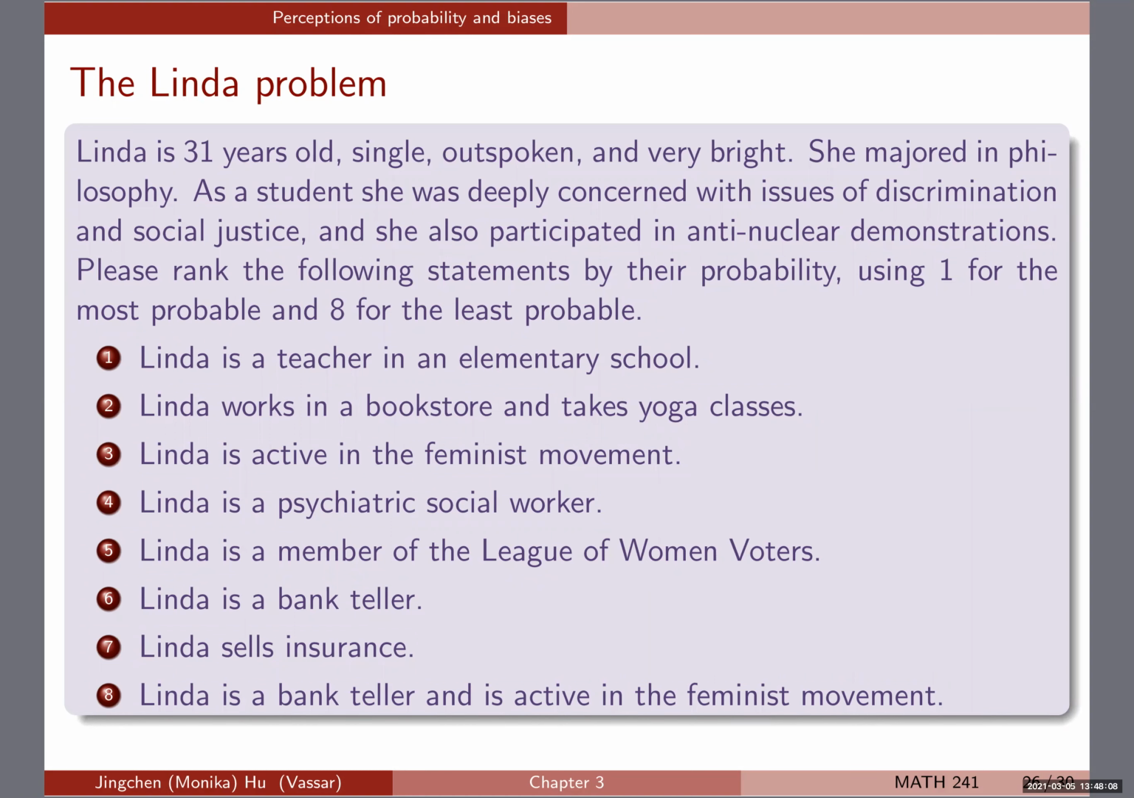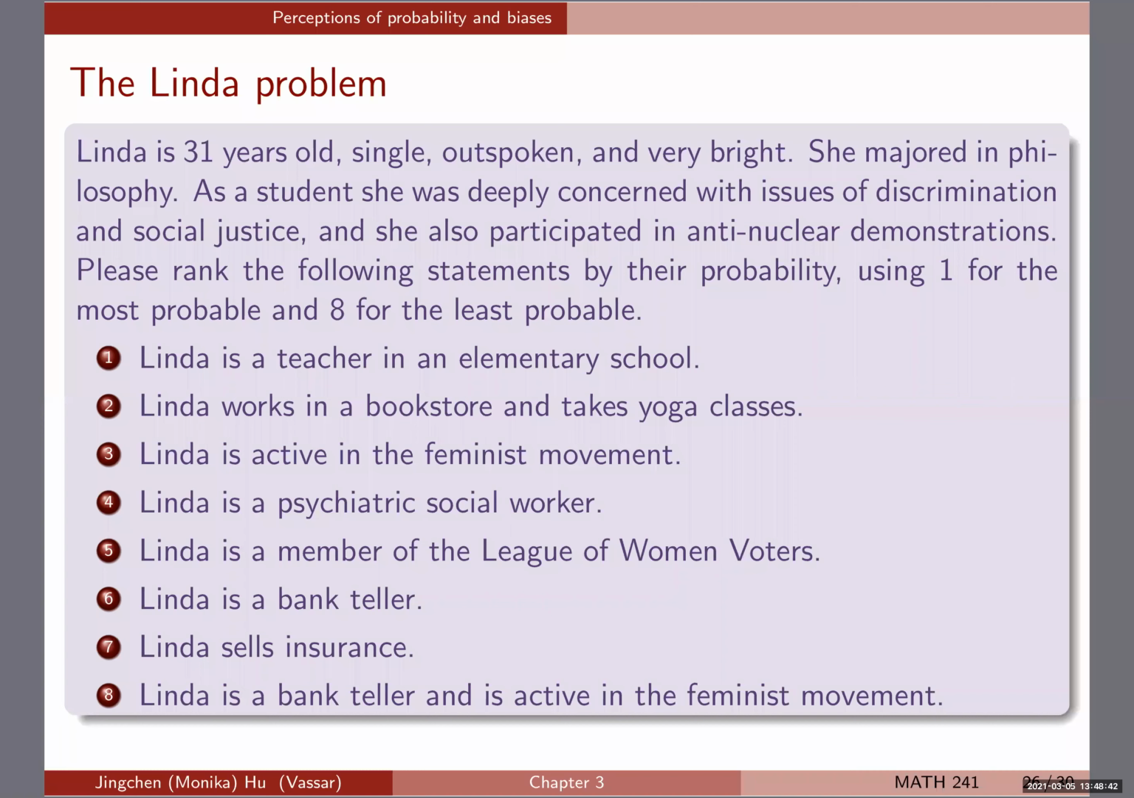Linda is 31 years old, single, outspoken, and very bright. She majored in philosophy. As a student, she was deeply concerned with issues of discrimination and social justice, and she also participated in anti-nuclear demonstrations. Please rank the following statements by their probability, using 1 for the most probable and 8 for the least probable. Okay, so the 8 different choices, I'm listing them over here. Take a moment to read through them if you didn't get the chance to do the survey or Google form.